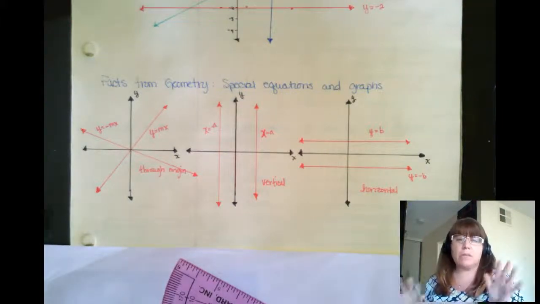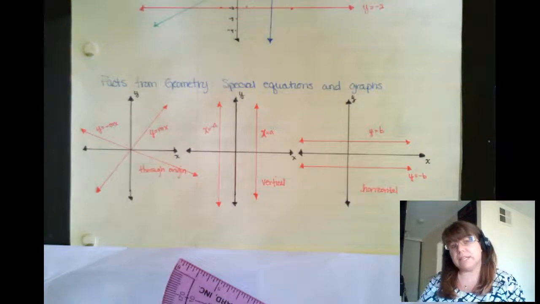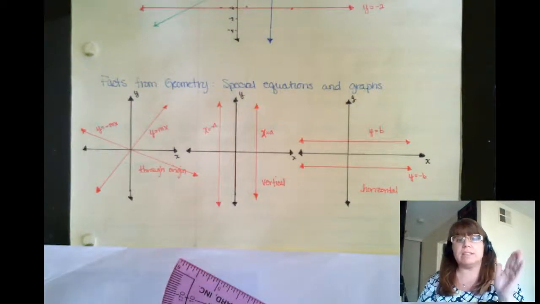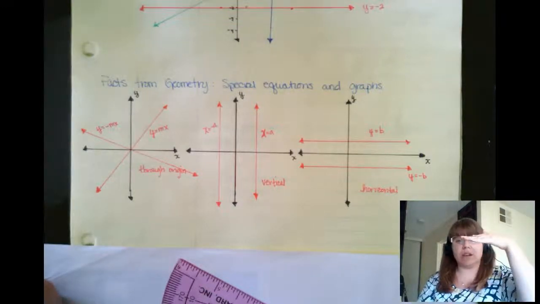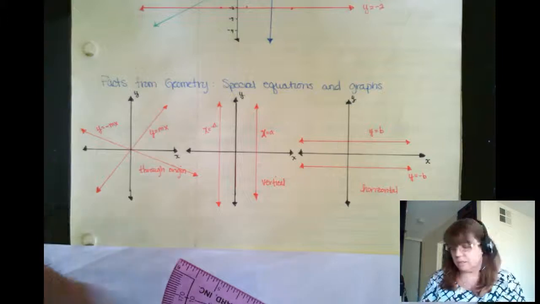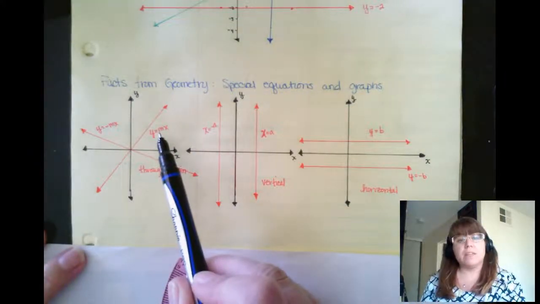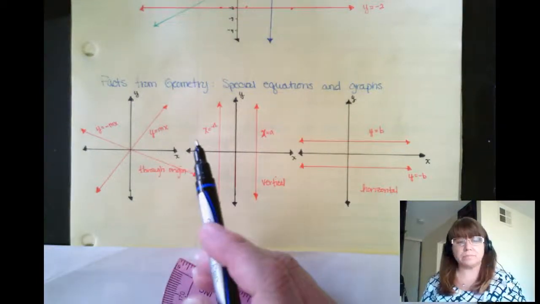So before you start plotting things, think about whether you can make your life a little easier by knowing that if it's x equals something, it's a vertical line. If it's y equals something, just a constant, then it's a horizontal line. And if it's plus nothing, in essence there's a multiplier on x but it's plus nothing, then it goes through the origin.